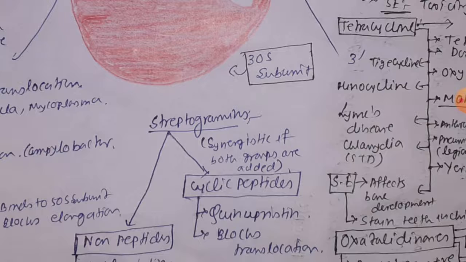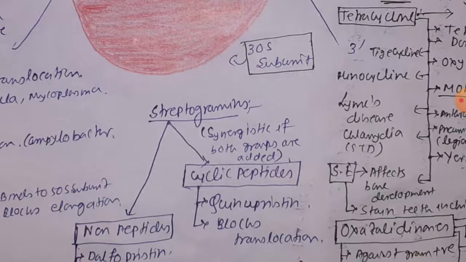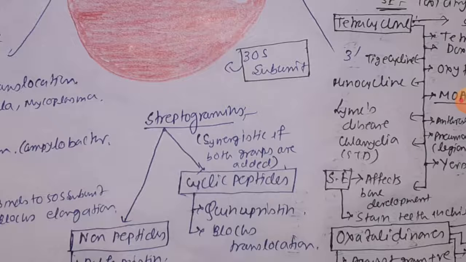Then we also discussed macrolides. These macrolides bind reversibly with the P site of the 50S ribosomal subunit, and that's how they prevent elongation of the peptide chain, and as a result protein synthesis is inhibited. Macrolides are isolated from Saccharopolyspora erythrea. Erythromycin, azithromycin, clarithromycin, dithromycin are examples of macrolides. They are again bacteriostatic inhibitors and bactericidal in some cases.